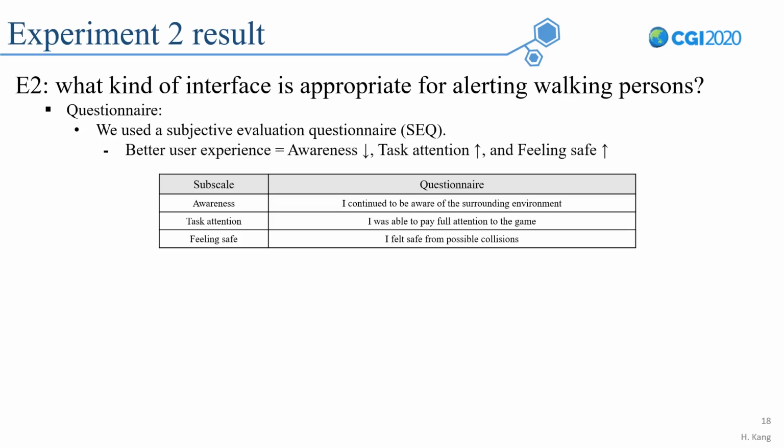We assume that the user experience is better as the awareness score is lower, the task attention score is higher, and the feeling safe score is higher. After testing all 4 interfaces in a mobile environment, participants were asked to score their preferences for each interface in the range 0 to 100.